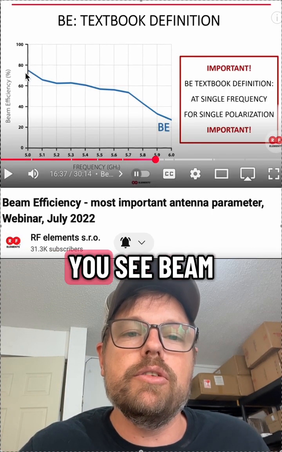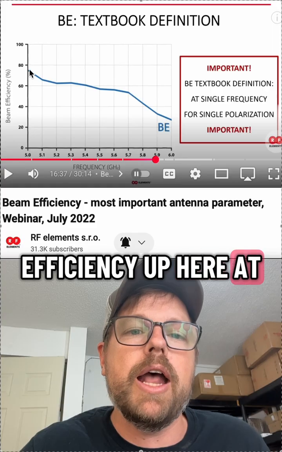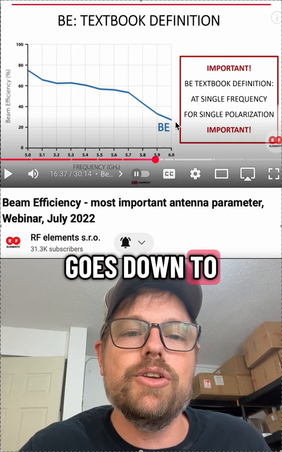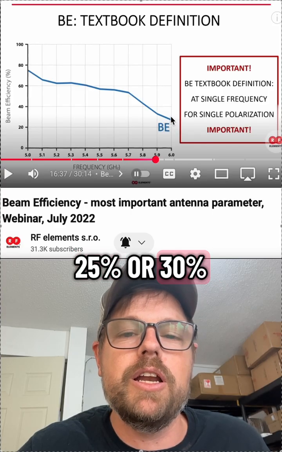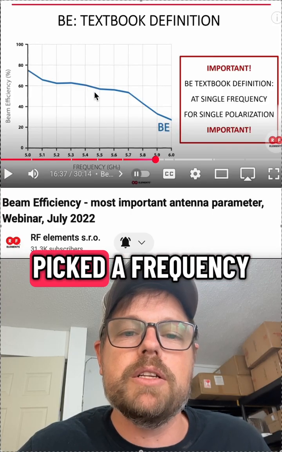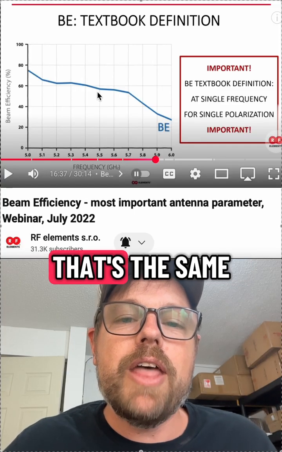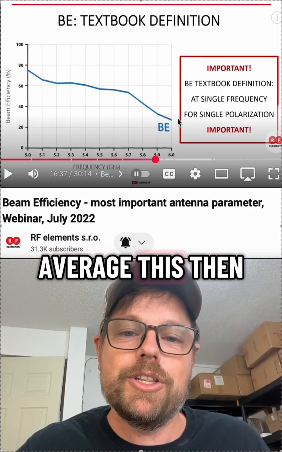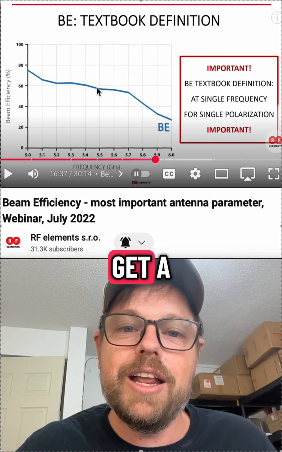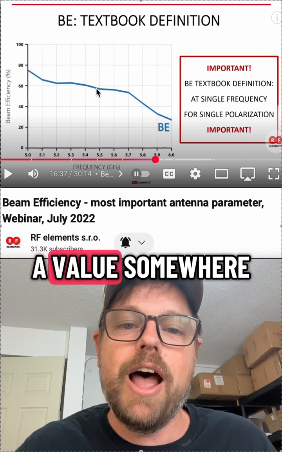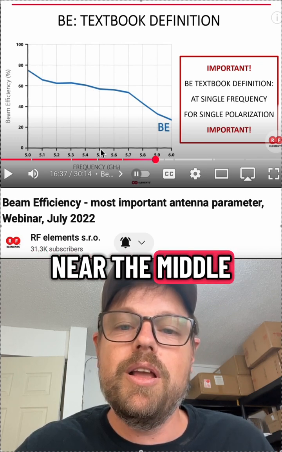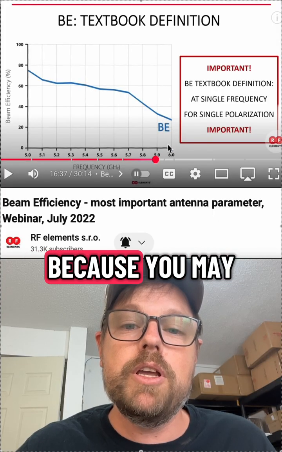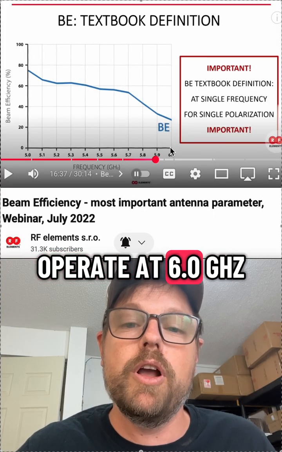And it's interesting here, you see beam efficiency up here at looks like 75%, and then it goes down to 25% or 30% here. They just arbitrarily picked a frequency point in the middle. That's the same effect as actually averaging. So if you average this, then you're also going to get a value somewhere near the middle. But what you need to know is worst case value, because you may operate at 6.0 gigahertz.